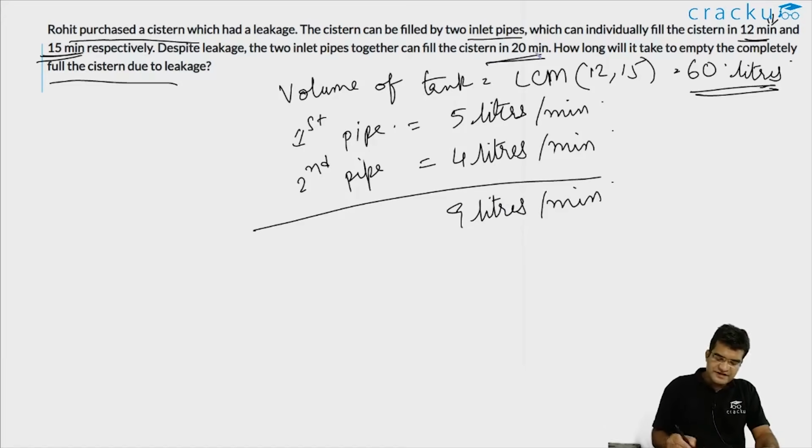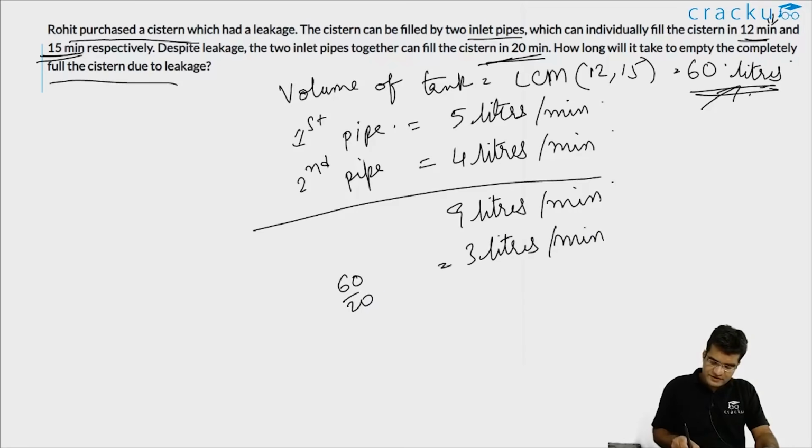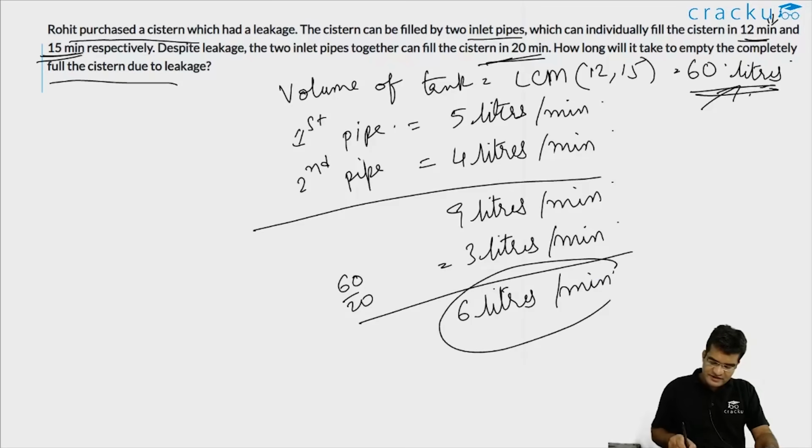But how much time does it take to fill the tank? It takes 20 minutes because of the leakage. So in 20 minutes 60 liters are filled. So the actual amount of water that is filled into the tank every minute is only 60/20, which is equal to 3 liters per minute. This is what is being filled into the tank because of the leakage. Therefore, how much water is being drained out of the tank in every minute because of the leakage? It is 9 minus 3, that is 6 liters per minute. So 6 liters per minute water is being drained out of the tank.